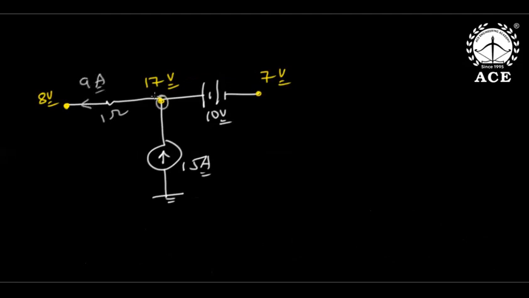Now apply KCL. See, out of 15, 9 went. This is 6. But this current is entering positive. Here I applied KCL. After getting the node voltages, I got this branch current because 17 minus 8 by 1 is 9. Out of 15, 9 went, so 6 has to go like this, by KCL. But current is entering positive.